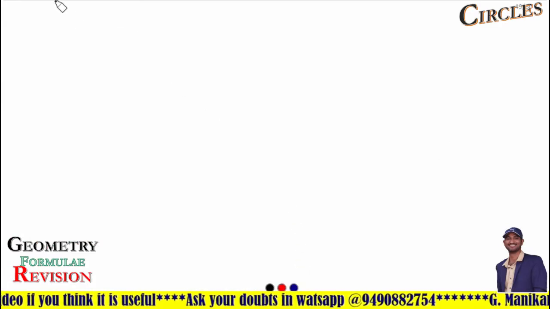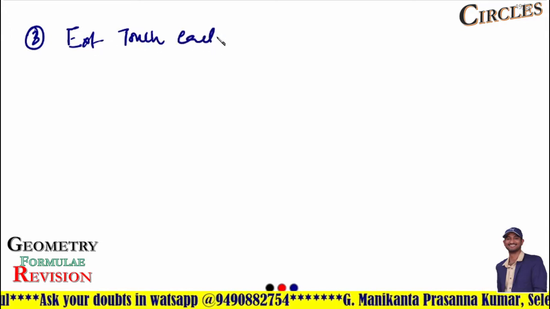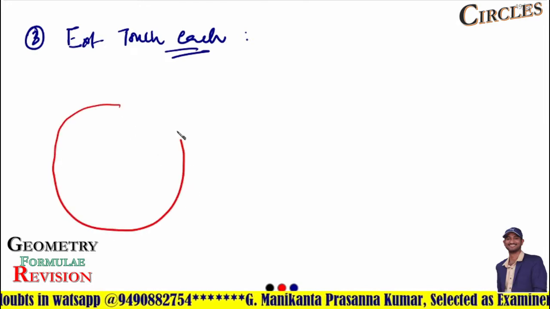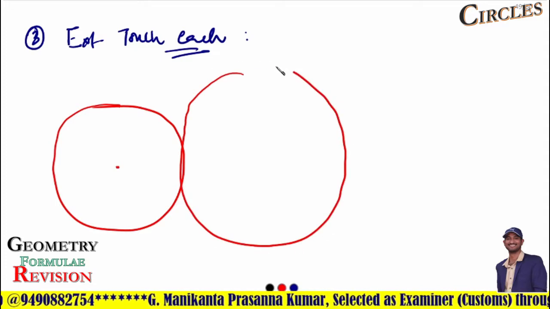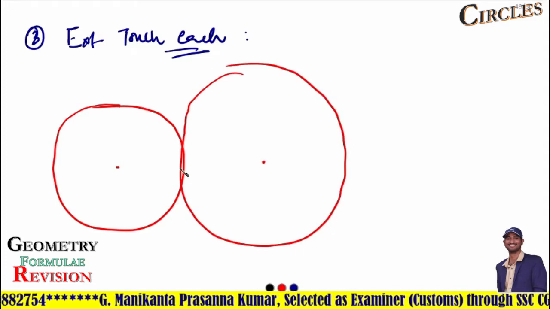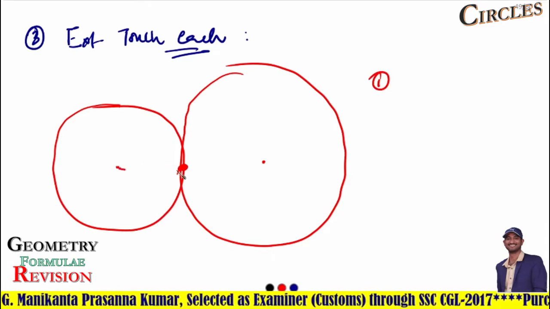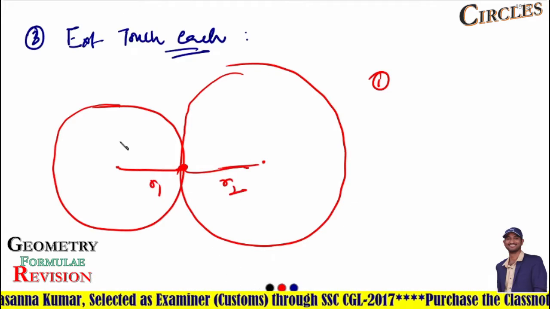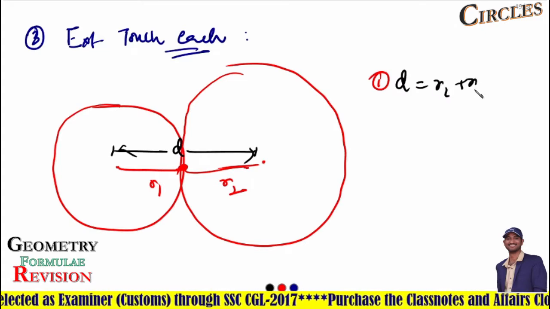Next type is externally touching circles. Externally touching circles means they touch externally at a single point. These circles are also called external tangential circles because they intersect at only a single point. So the first thing is, if R1 is the radius of the first circle and R2 is the radius of the second circle, then the distance between the centers in externally touching circles is the sum of the radii.